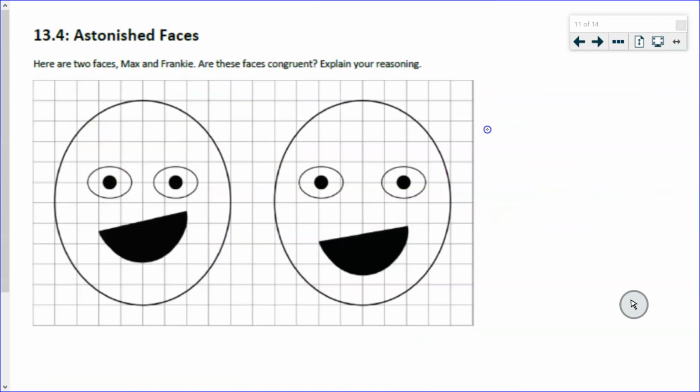With that in mind, we have Max and Frankie. These are the faces of Max and Frankie. Are these faces congruent? I'm only going to give you guys 30 to 60 seconds to talk with your groups and figure that out. Are these faces congruent? Ready, set, go. Make sure you prove it.